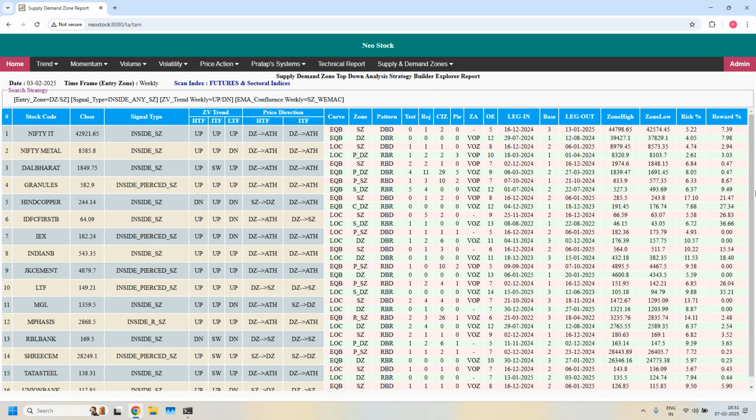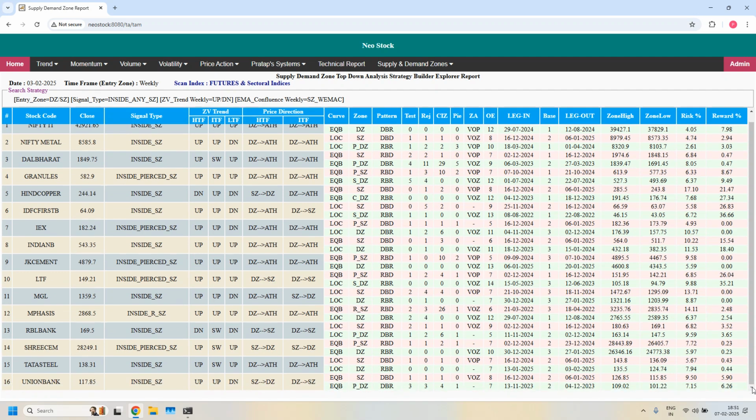So first 15 stocks in the list. Scrolling the list down. So total 16 stocks are filtered, where all these weekly supply zones are having weekly EMA confluence. And some of the supply zones are pierced supply zones.